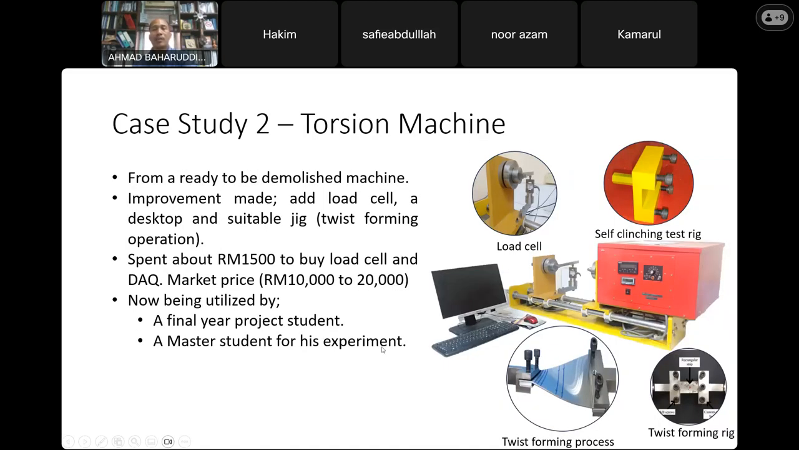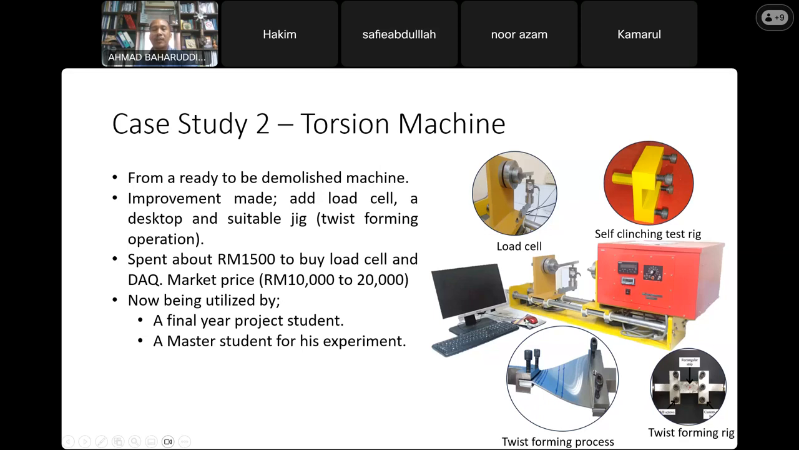Case number two is about the torsion machine. I think this torsion machine was already listed as an asset to be demolished, because at that time I was the officer responsible for the demolition. So I found this machine, and at that time many parts were already gone. For example, the load cell was gone, the lever was also gone, and the controller here also did not function as it is.